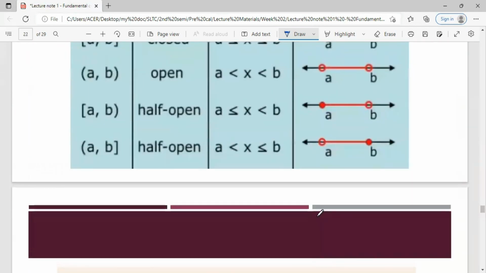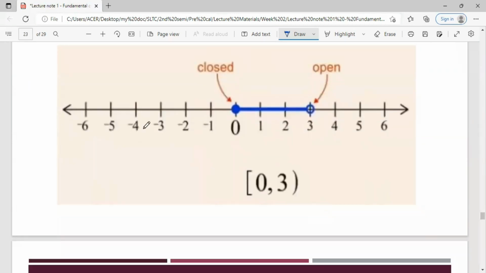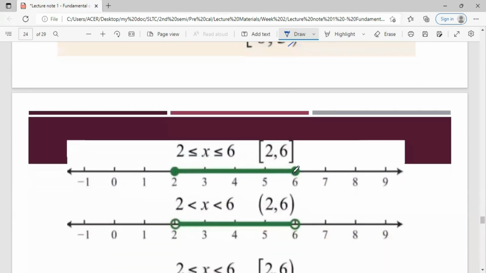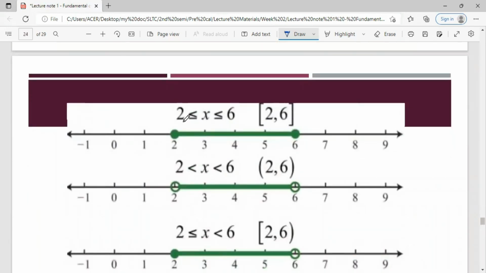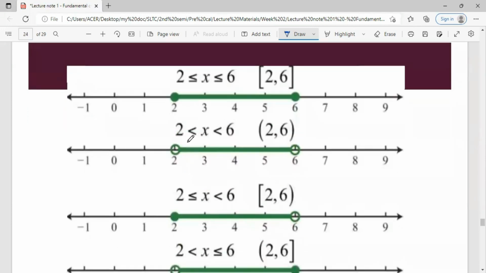Okay, now let's see the unbounded ones. Oh, before that, there are some examples, right? Okay, here you can see this one is closed. Draw a circle and close it. Here just a circle, so that means an open interval. So here 0 with this bracket and 3 with this bracket, right? And in notation you can write 2 less than or equal to x less than or equal to 6. Otherwise this notation you can use. And here 2 less than x less than 6, and with this bracket, 2 comma 6.